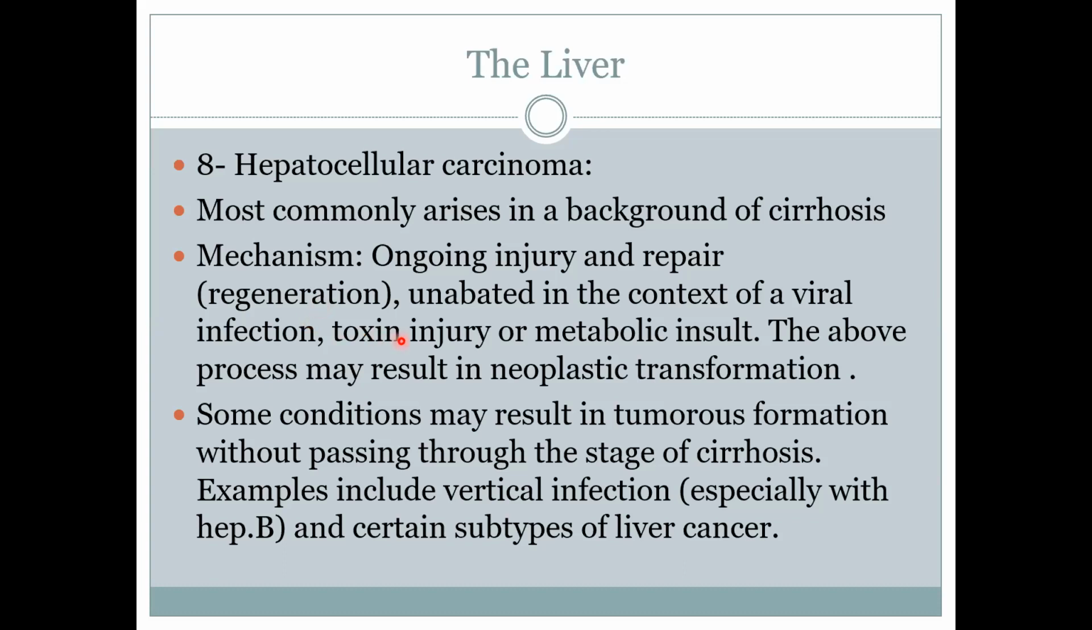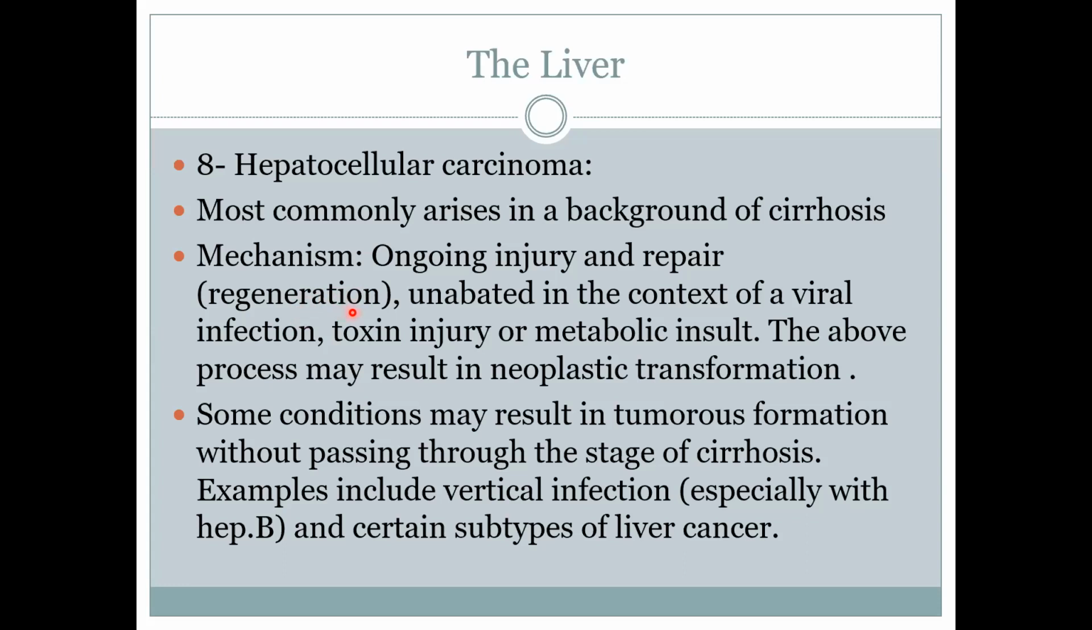It may have a toxin injury and a mutagenic or carcinogenic injury, such as what you see with alcohol, or it may be a metabolic insult. It could be fat, it could be any kind of metabolites that start to accumulate in the liver. So the whole effect of the injury and repair that may result from any one of those factors is going to end up eventually causing a neoplastic transformation and the development of hepatocellular carcinoma.